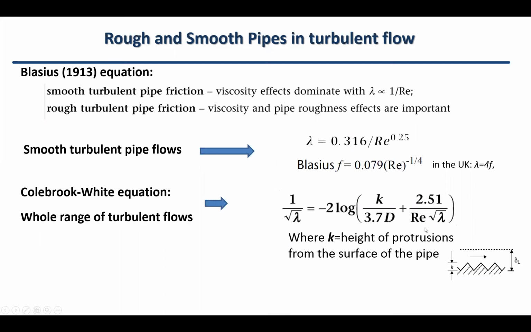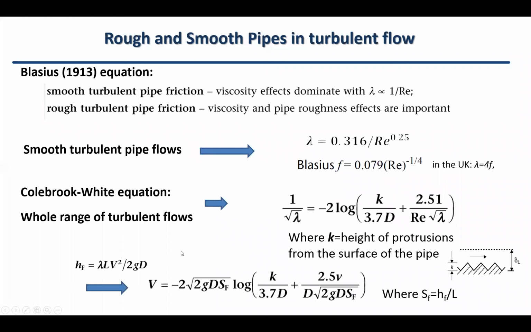Lambda, you can see, is located on both the left and right hand side. So once you're going to solve this equation for lambda, one simple method is to assume a lambda on the right hand side and calculate the lambda on the left hand side, and then replace it, until the lambda on the left and right converges.